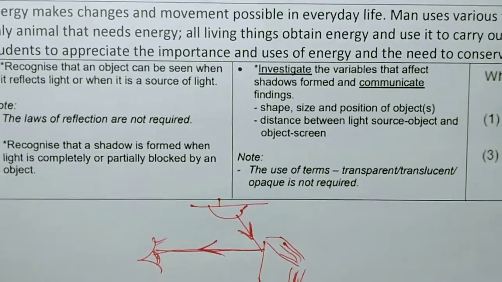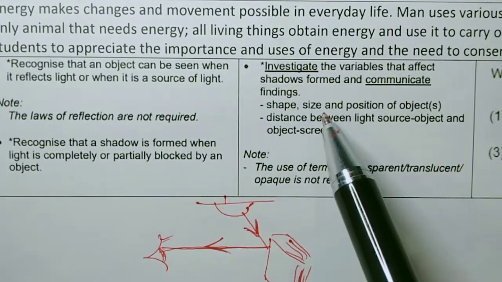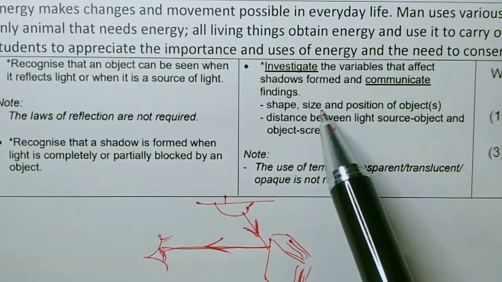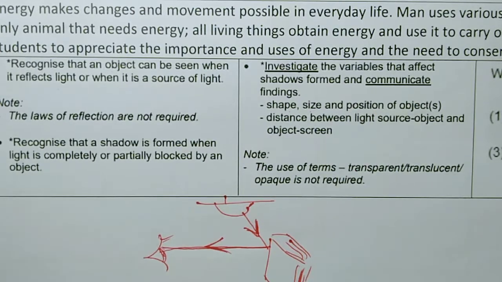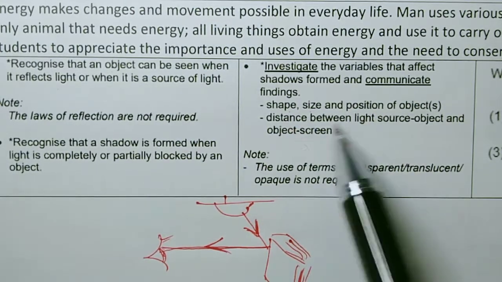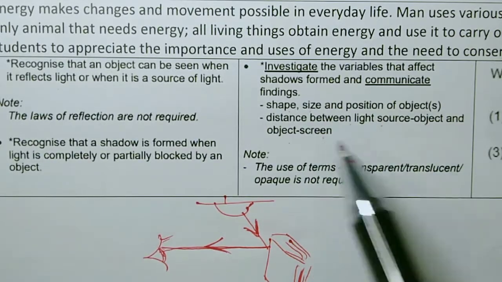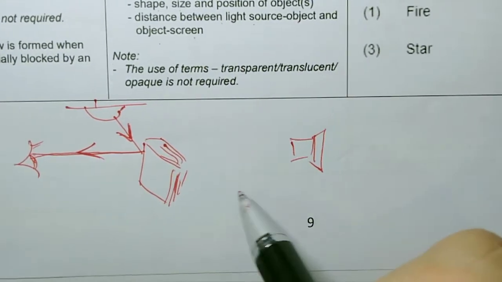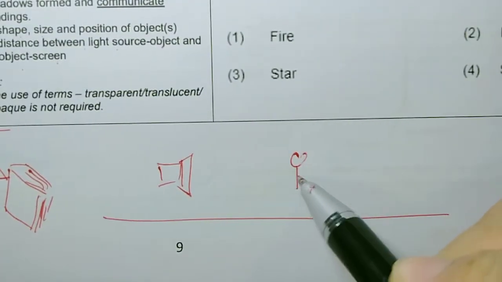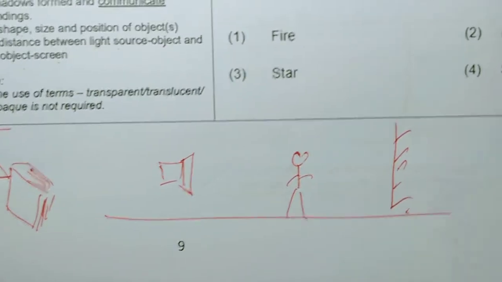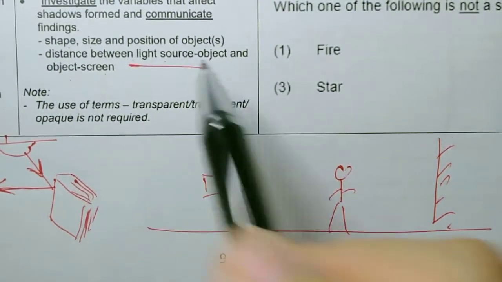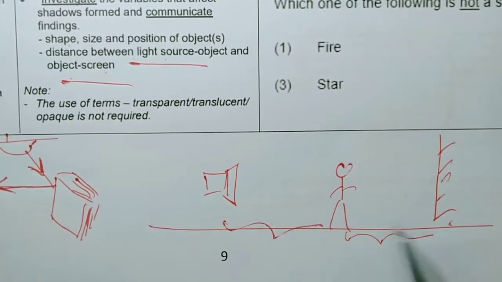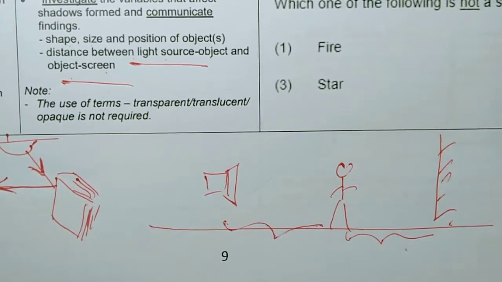So how will we test you in this? We can test you on how light can help to form shadows of different shapes and sizes, depending on the position of the objects from the light source, from the screen. We'll test you on things like the distance between the light source and the object and the screen. There'll be a light source, for example, a torchlight. This is a floor, this is an object, this is a screen. They test you on the distance between the light source and object, the distance between the object and the screen, and how shifting and changing these distances will change the size of the shadows.